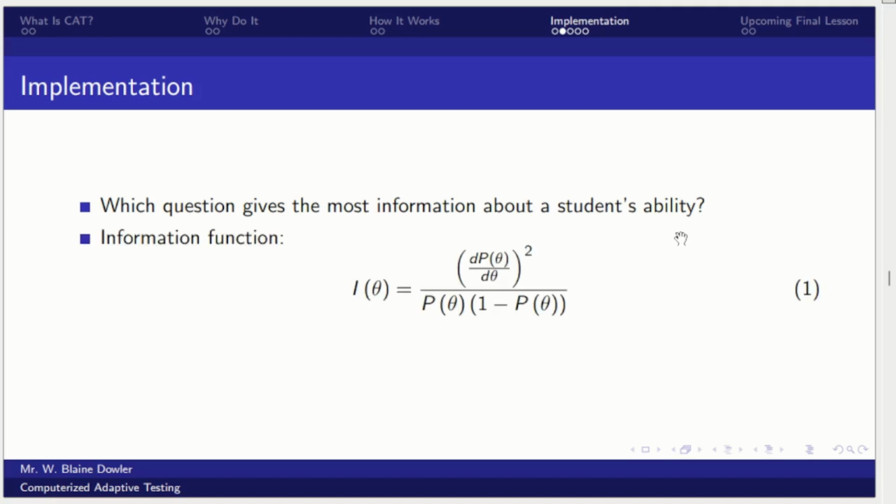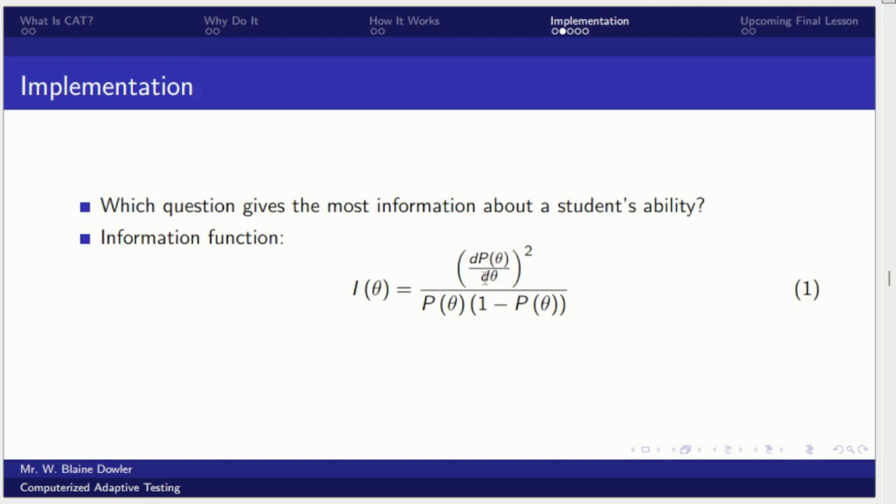The information function itself is given here. Now, the P as a function of theta is the probability that a student with ability theta gets that question correct. So I as a function of theta is the information we have. And that dP over d theta in our numerator, that is the derivative from calculus.